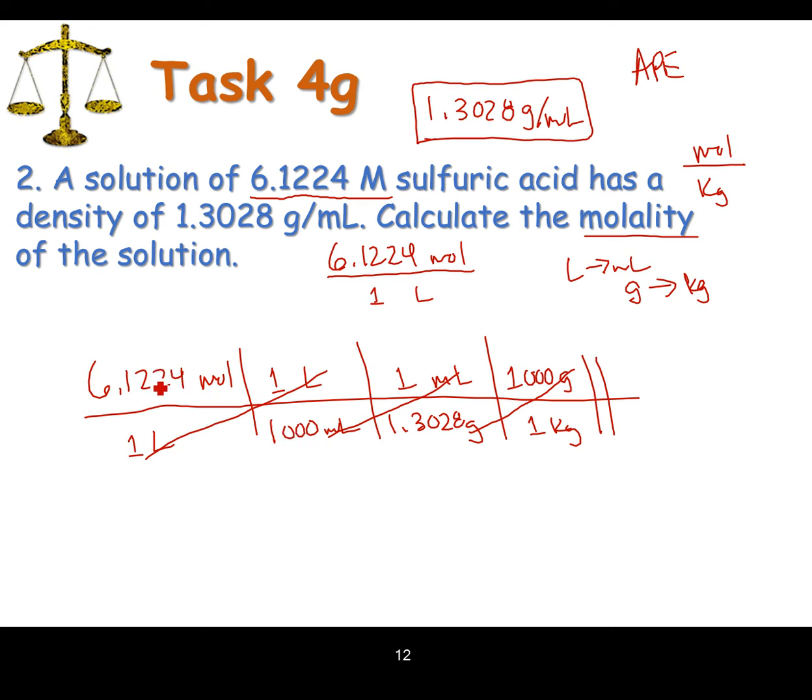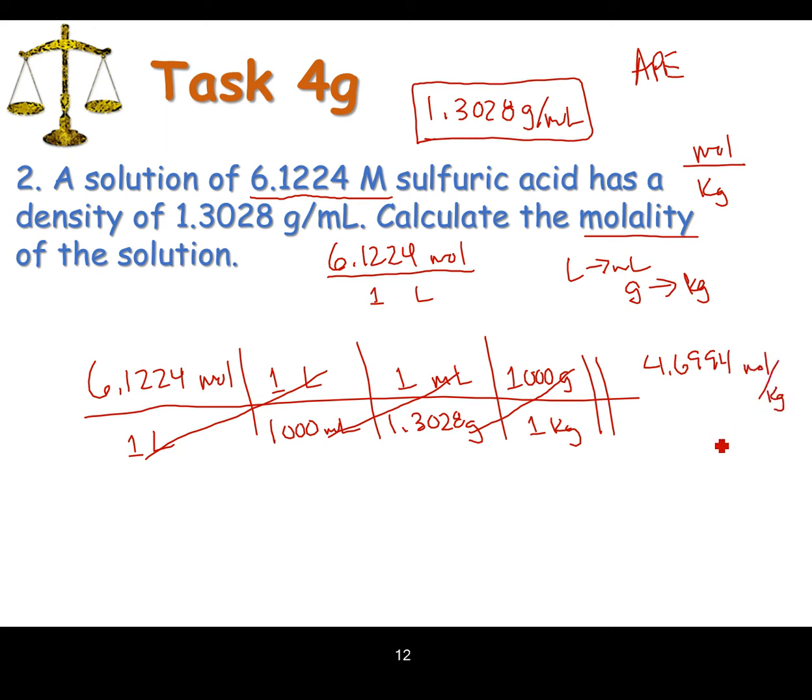So it's going to be 6.1224 divided by 1.3028. And I did this calculation earlier. Let me just find the results of that, and you can check it on your end. The molality should be, yes, we're not going to deal with molar mass on this one, 4.6994. And the unit for this, again, this is molality, so it's moles per kilogram.